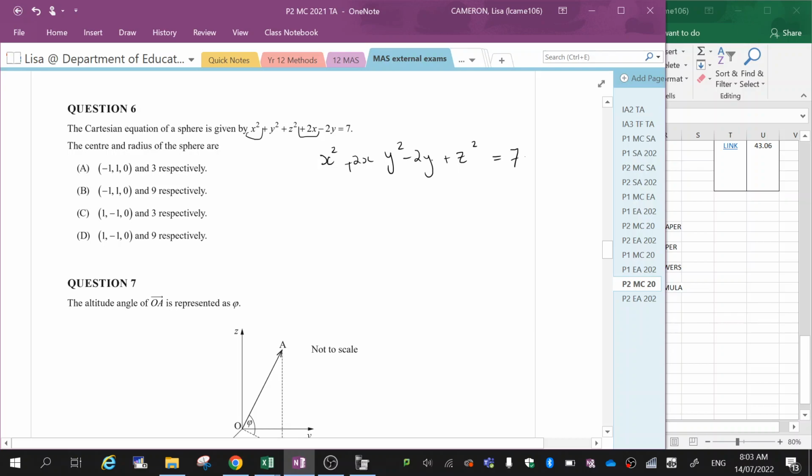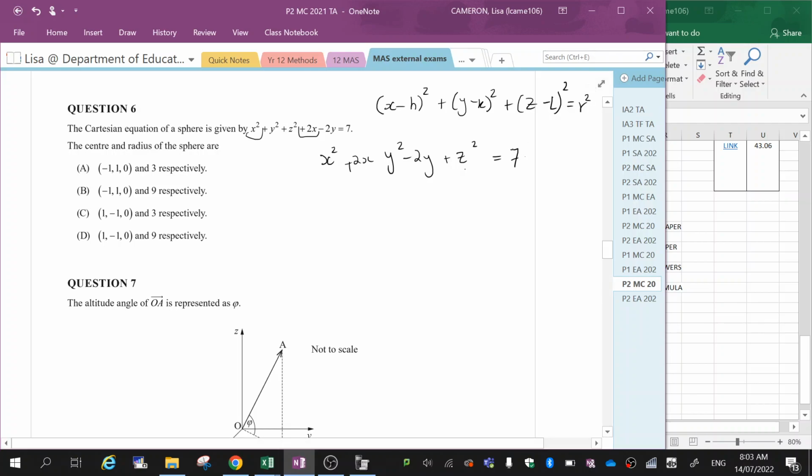Now, if we remember correctly, the equation of a sphere, I'm not sure if it's given to you in the formula booklet, but the equation of a sphere is given as this. So, x minus h squared plus y minus k squared plus z minus, let's just go L, whatever. You get the idea, is equal to your radius squared.